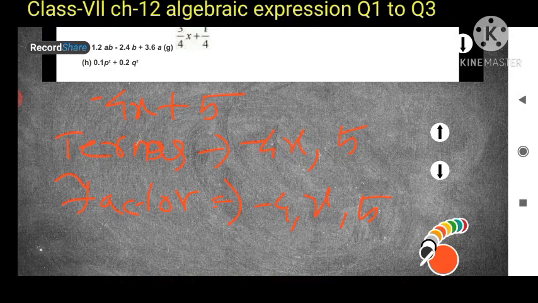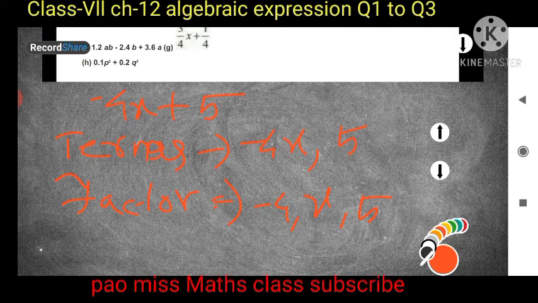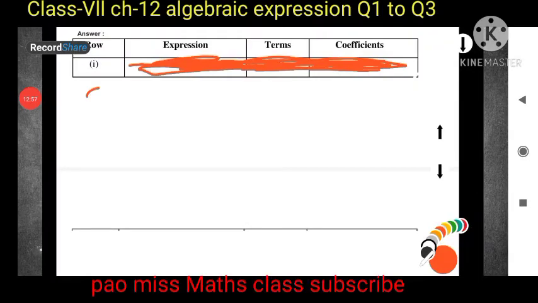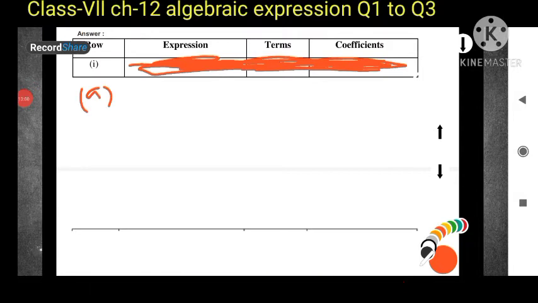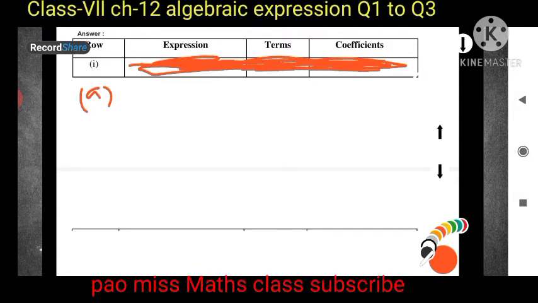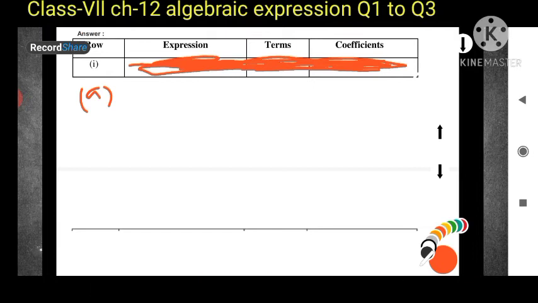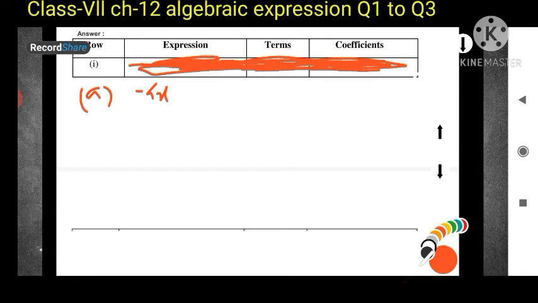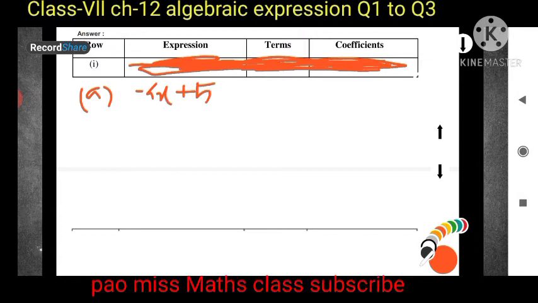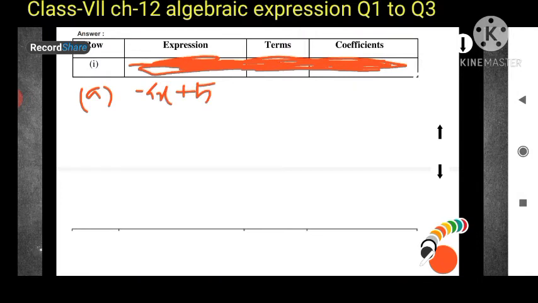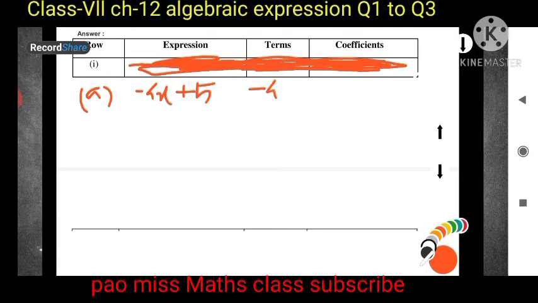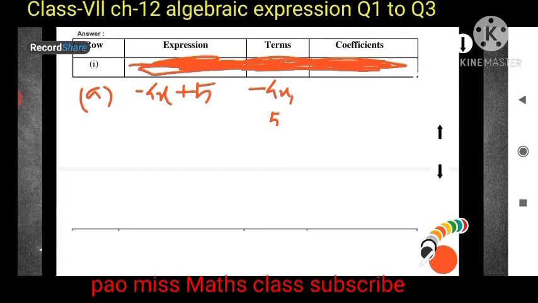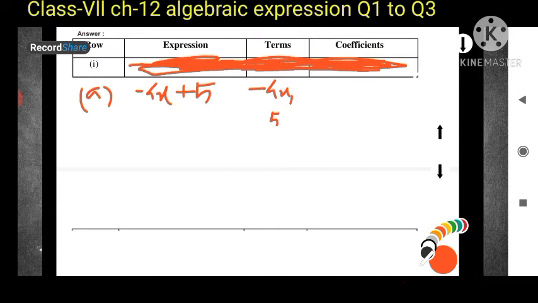Now we will tabulate this in a table form, which will be easy for writing. So how will you draw the table? Here question number A is given, so we will write this in tabulated form. We will make one table, which will be easy. The first given expression was minus 4x plus 5. Now we have to write the terms. We have 2 terms, minus 4x comma 5.